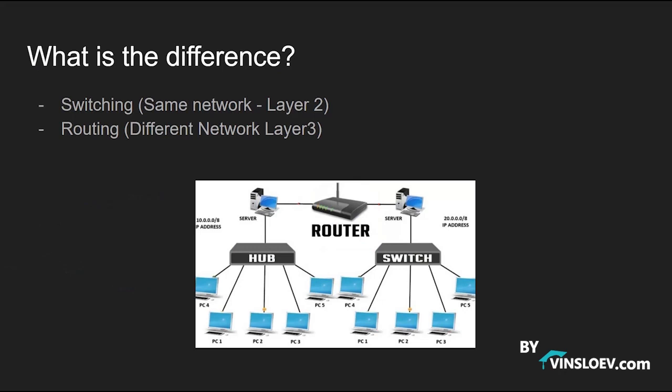So, routing and switching, what is the difference? As you see in the picture right here, we have multiple devices, and these do different things to our network. Switching is basically happening on the same network, meaning internally within your own network, whereas routing is communication between different networks. That is why you see these two devices, hub and switch, on their own network, whereas a router is connecting them.